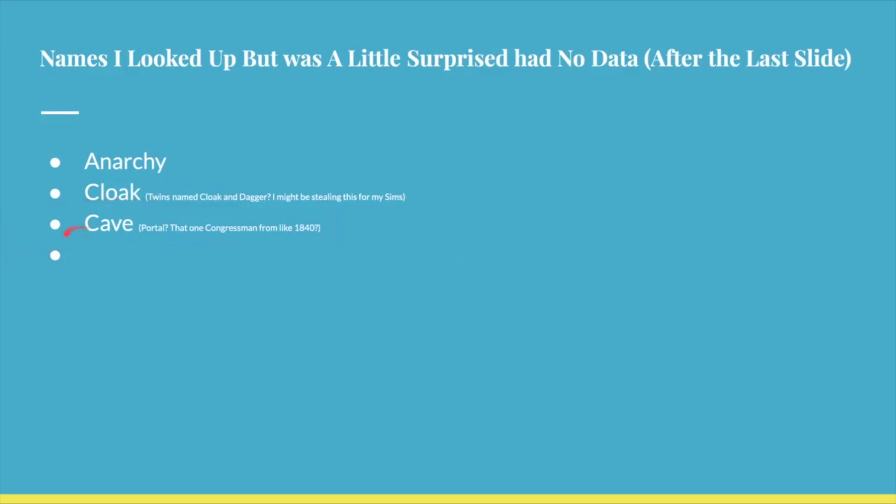Also, no one's naming their kid Cave. Like, that's a weird name, but there was a congressman from like 1840 named Cave Johnson, and Cave Johnson is also the name of the guy in Portal who does all the PA announcements.